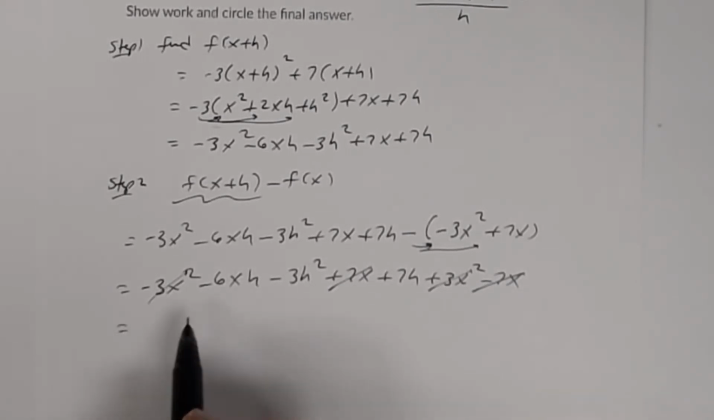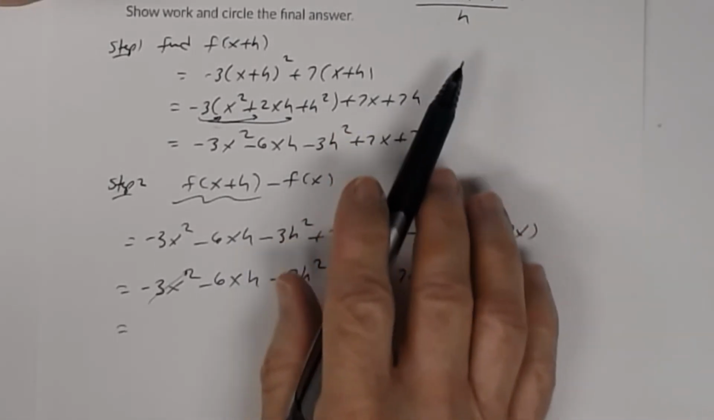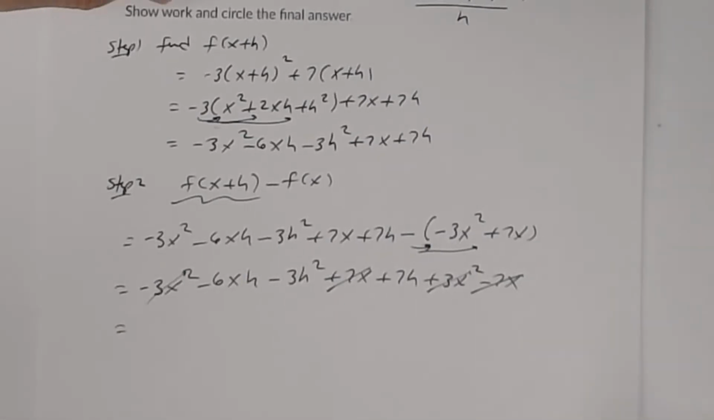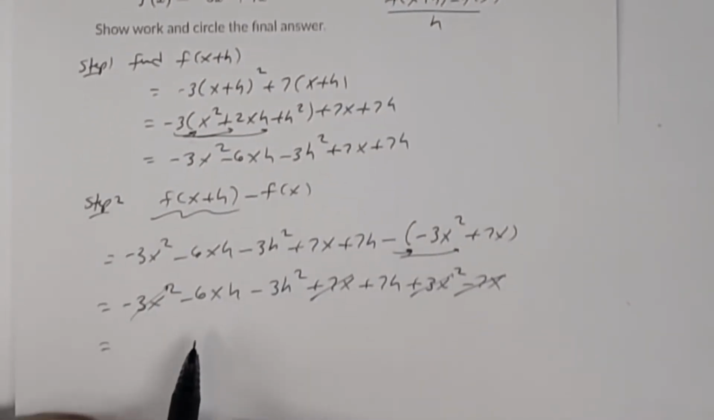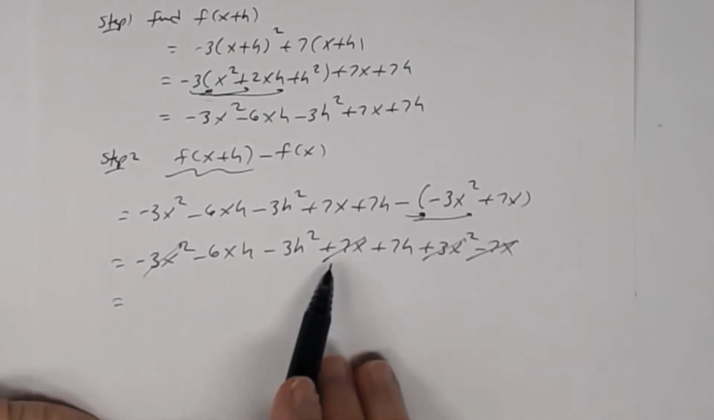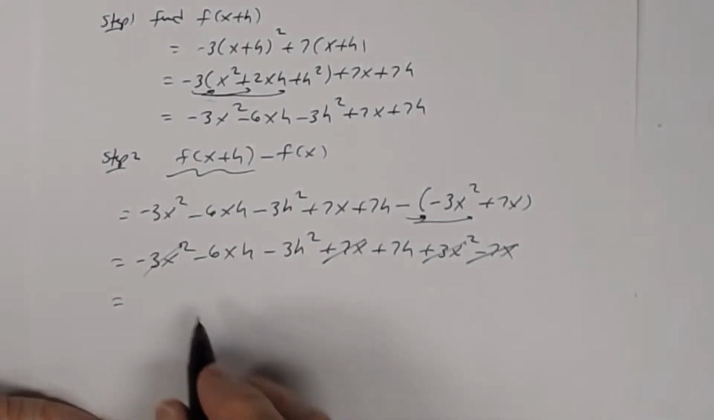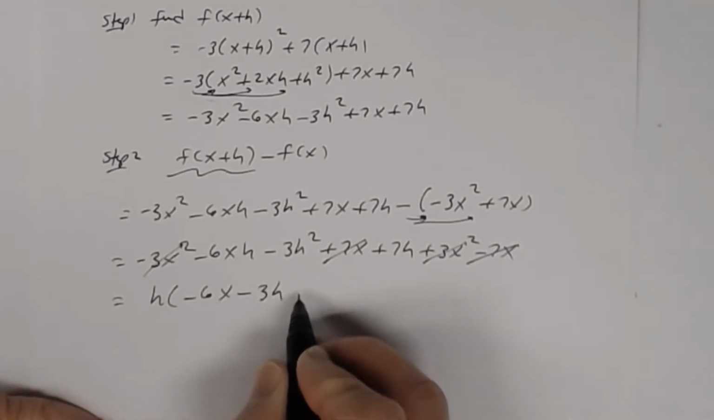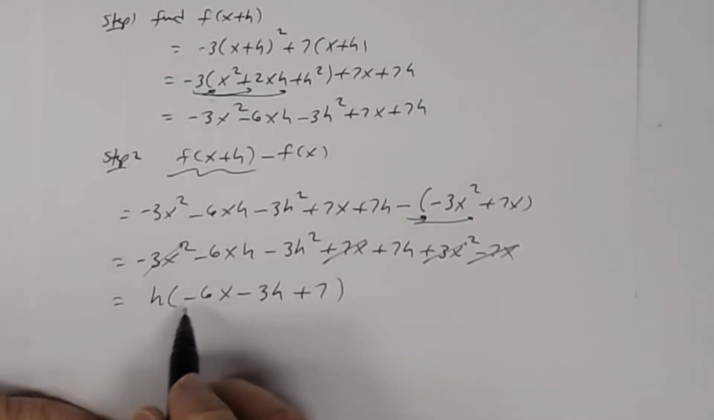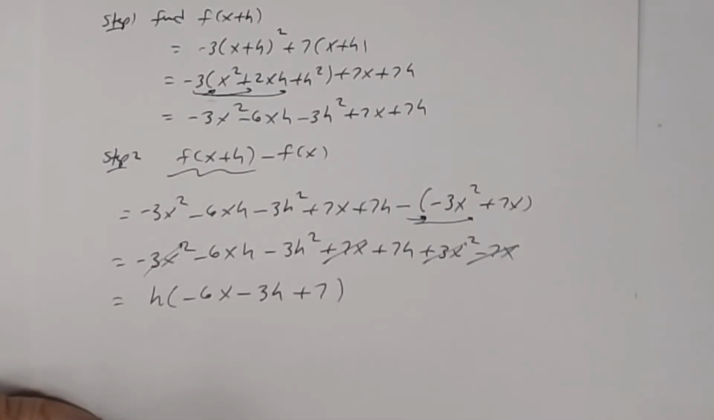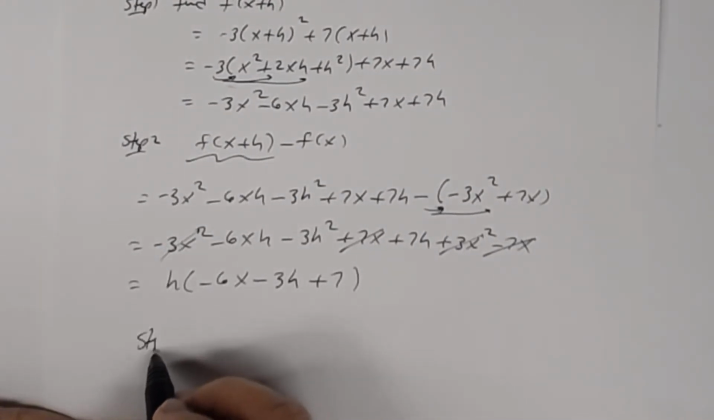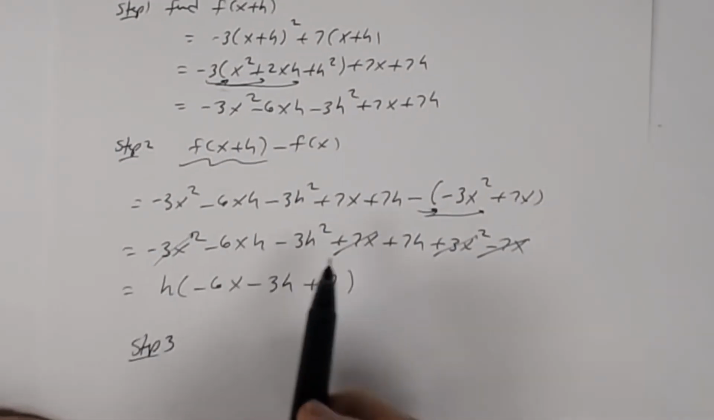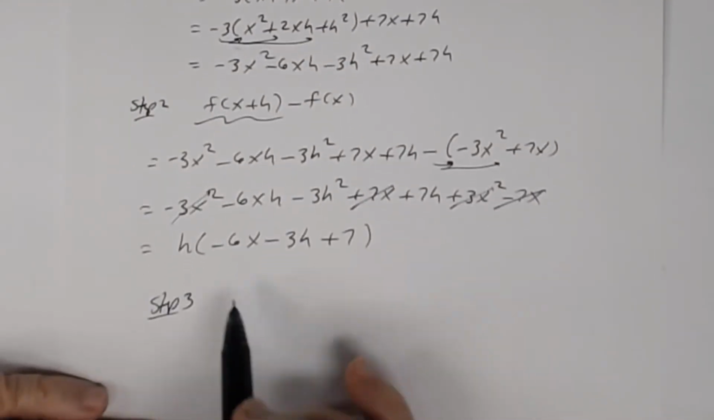Now, at the next step, you're going to have to divide by h. So at this point, what I would do is go ahead and factor out an h from those 3 terms. So this becomes h times negative 6x minus 3h plus 7. Okay, so that is this right here. Now step 3 is to take step 2, because that's the numerator. That's what we just found.